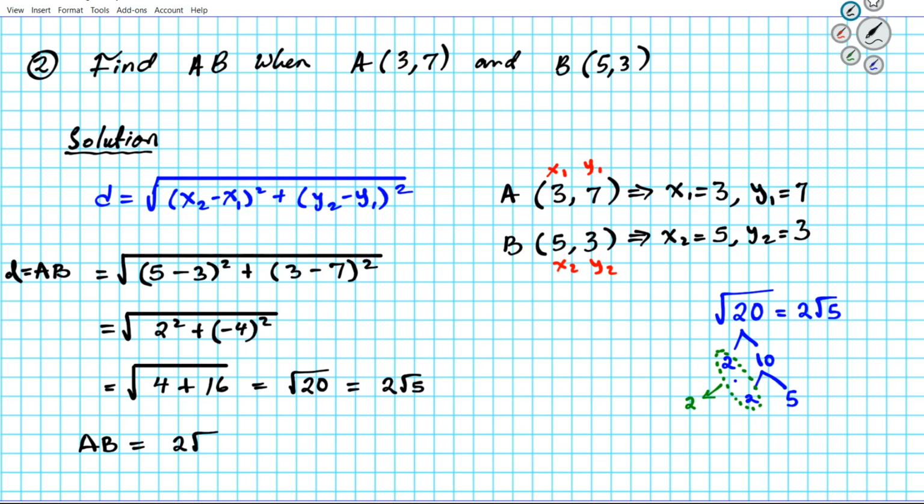Or you can also use your calculator if you want to do an approximation. Depends on what your teacher wants you to do. So if you do your calculator, it'll come out to approximately 4.47, rounding it to the hundredths place, to 2 decimal places. All right, so there you have it.